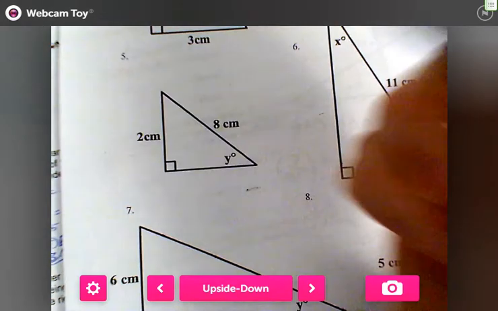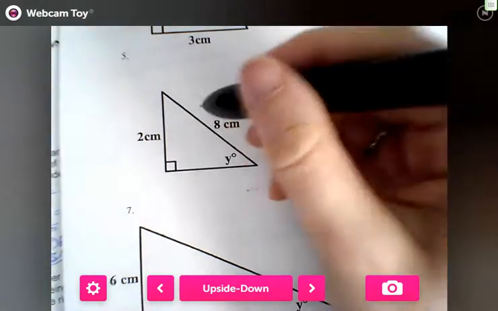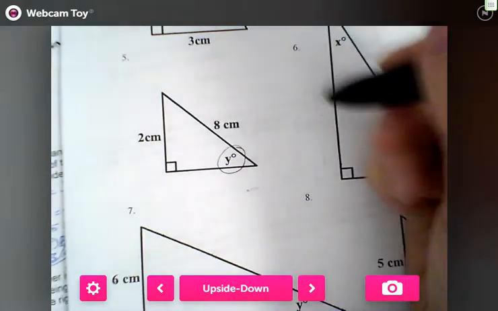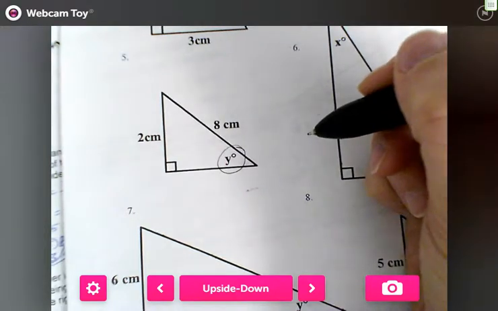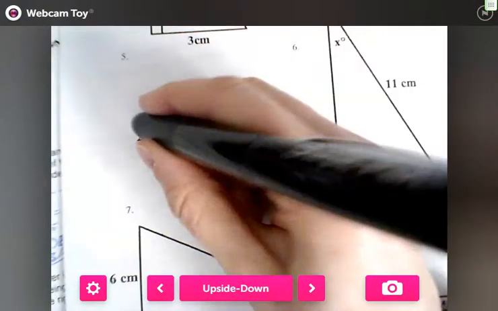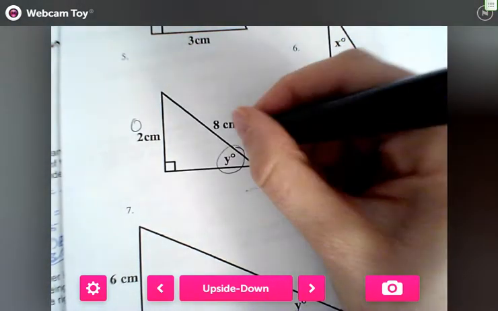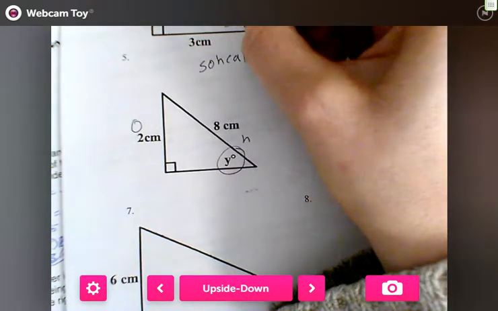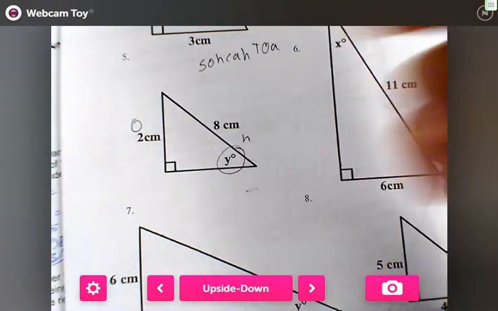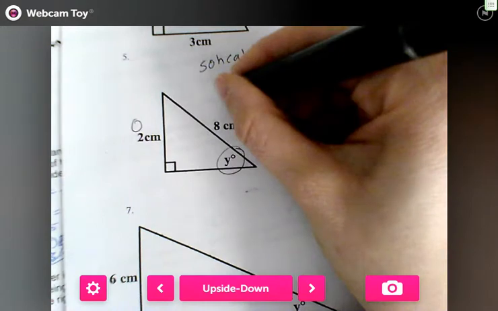What's the first thing I do? I like to circle my angle. What's the first thing I do now? Label them. What's 2? Opposite. What's 8? Hypotenuse. And if we have SOHCAHTOA, it's sine. So we do inverse sine, that negative 1.